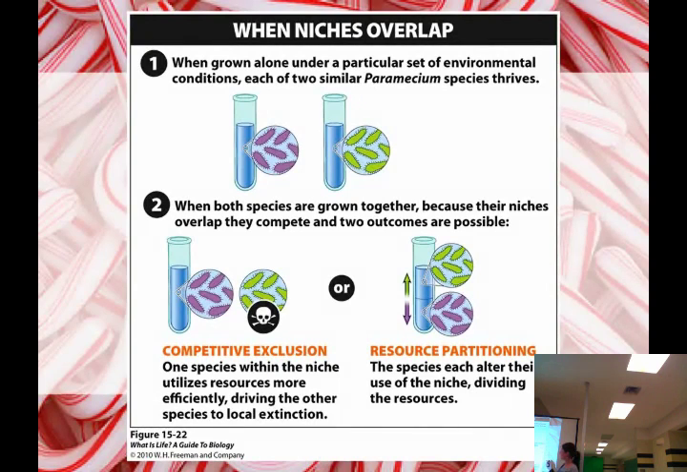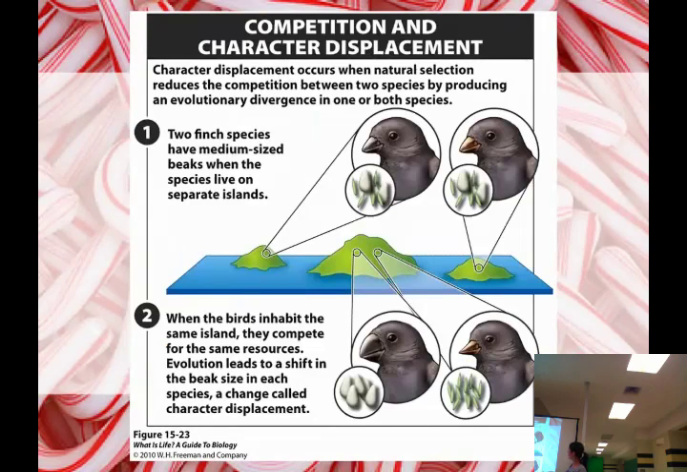And another thing that can happen is we can have resource partitioning. So maybe one species does better at the surface, and another species does better further down. And so the species alter their patterns of behavior or their use of the niche and divide the resources, because you can't have two species in the exact same place at the exact same time wanting the exact same resources. And so here's an example of that in nature.